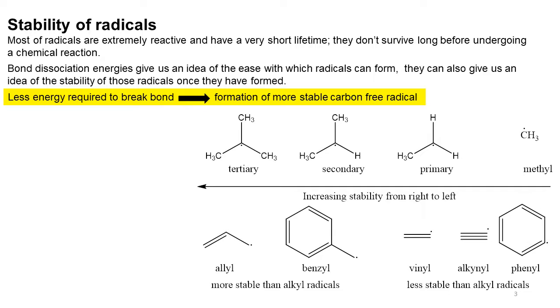The order of stability of radicals, as can be shown here: tertiary radical is more stable than secondary, than primary, and the least stable is the methyl radical. Also, a radical that's adjacent to conjugating groups, like allylic radical or benzylic radical, is much more stable even than tertiary radical, while vinyl radical, alkenyl radical, and phenyl radicals, all of them are unstable.